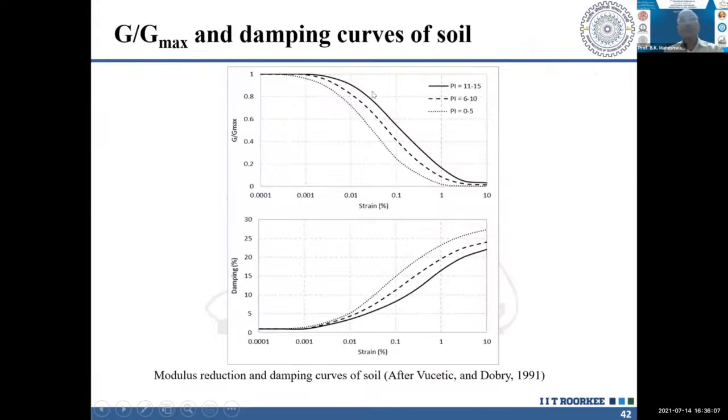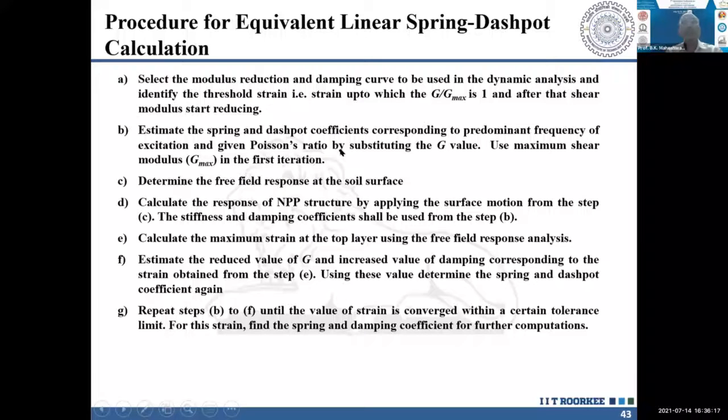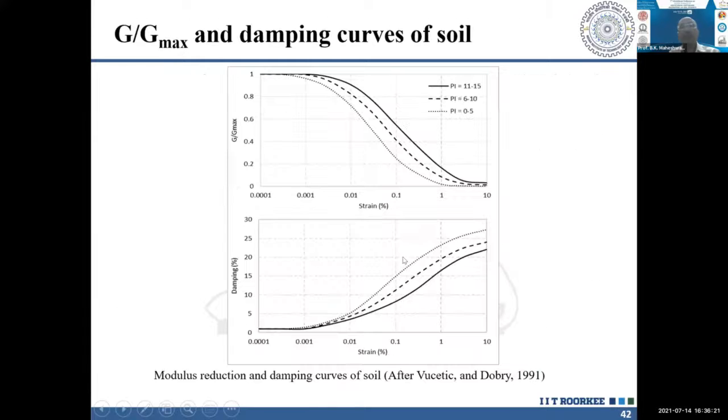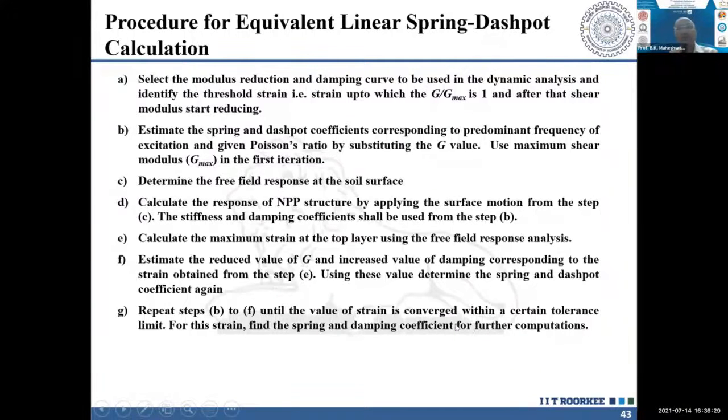And if we need to carry out the nonlinear analysis, the issue comes: what is the value of G and damping ratio? So what is done is we consider G values and damping ratio for the corresponding strain and start our calculation, and then again find the strain. Once you find this updated strain, then again revise the value of G by Gmax and damping. And this will continue until you get the convergence.